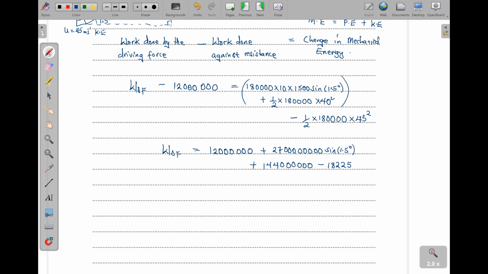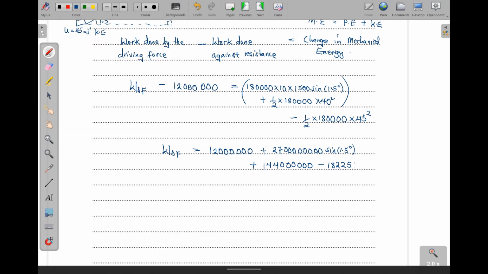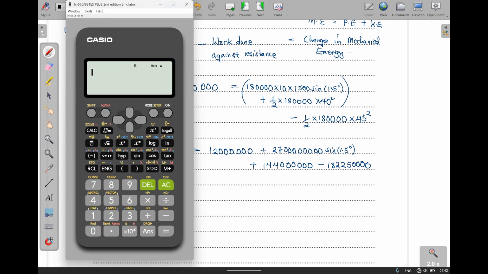And the zeros are, how many? They are 4. 1, 2, 3, 4. So now everything in the calculator: 1, 2, 0, 0, 0, 0, 0, 0, then plus 27, 8 zeros: 1, 2, 3, 4, 5, 6, 7, 8, then sine 1.5, then plus 144, 0, 0, 0, 0, 0, 0, minus 18225 and 4 zeros.